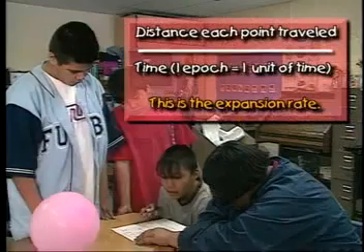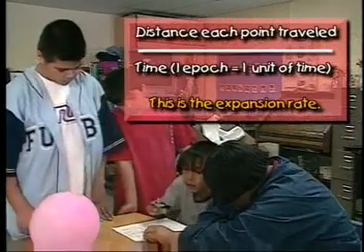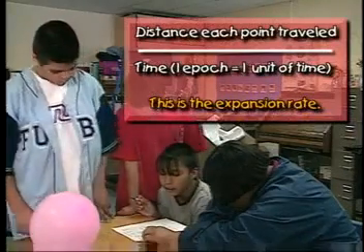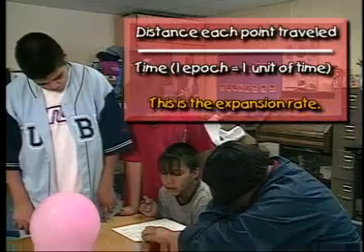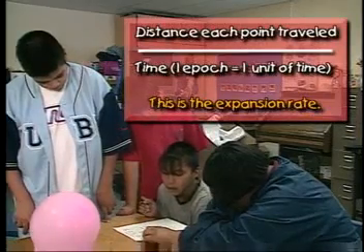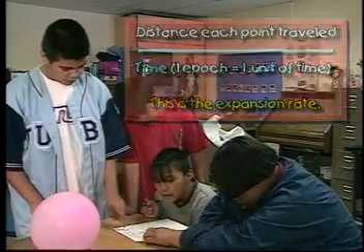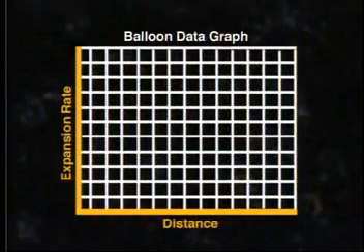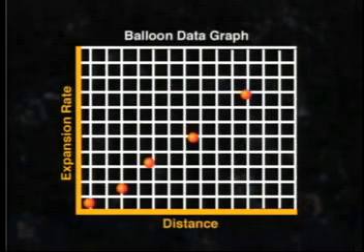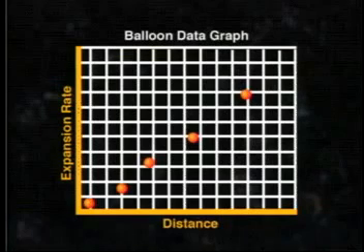Now divide the distance each point traveled by the time it took, or 1 epoch, to get the expansion rate. This is the rate of expansion of your balloon. Record the results for each point on the data sheet. Now you're ready to plot your data. Using the data from the universe data sheet, plot the points, distance traveled, expansion rate. Team members should verify that the points are plotted correctly on the graph.